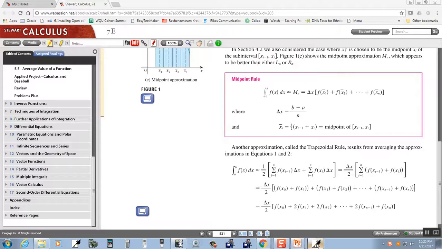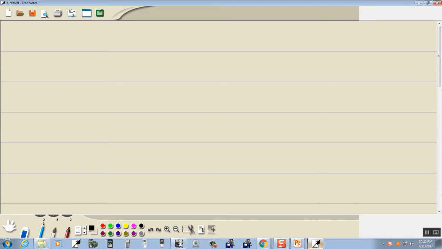Okay, let's take a look at the midpoint rule. We have the integral from 1 to 5 of 5 cosine 4x over x dx, n is equal to 4.